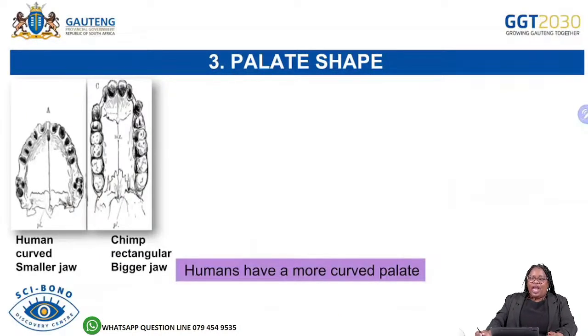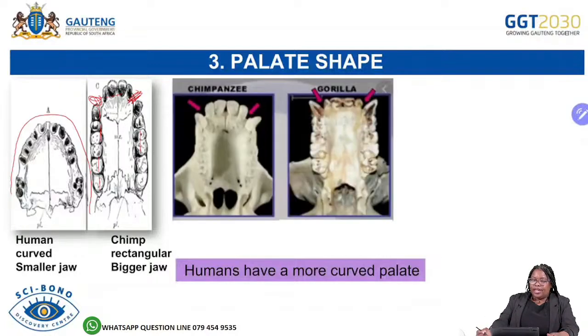Now the palate shape. I've indicated that we have got the upper and the lower palates, right? Now in humans it is curved. As you can see, the shape is curved, but in the chimpanzee, it is rectangular. The shape is different, right? And if you check also, you can see the diastema, the spaces between the teeth. That tells the difference between the two. So humans have a more curved palate, but the chimpanzee is rectangular.